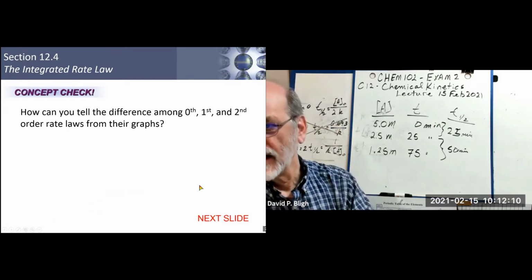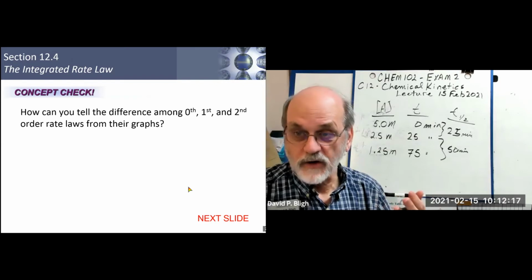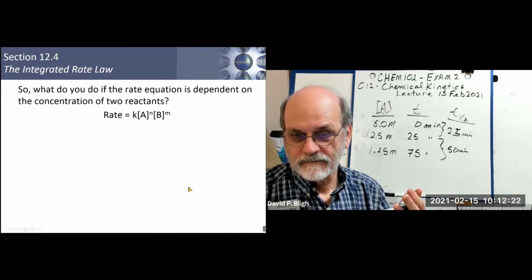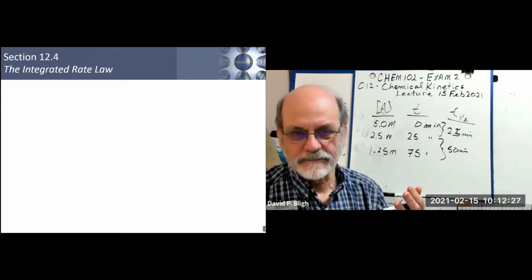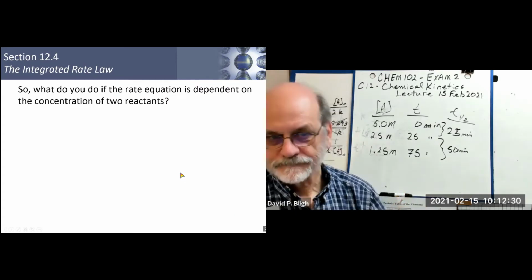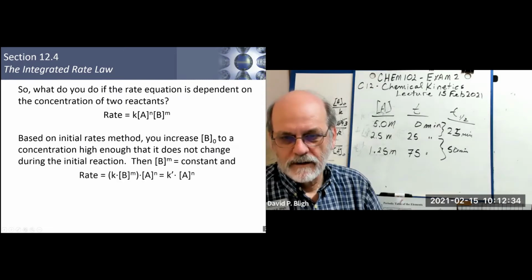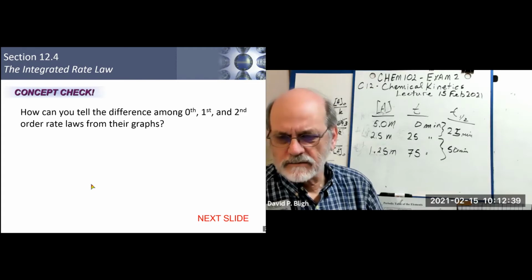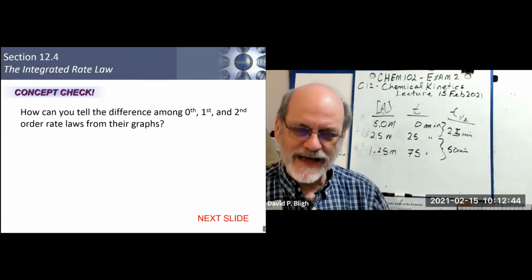So this is just to hammer that point home. How can you tell the difference among zero, first, and second order from their graphs? Well, let's see. Oh, okay. Next slide. Sorry. Well, you know, that really didn't answer the question. I've already told you what it is. I just thought it would show up on the slide.